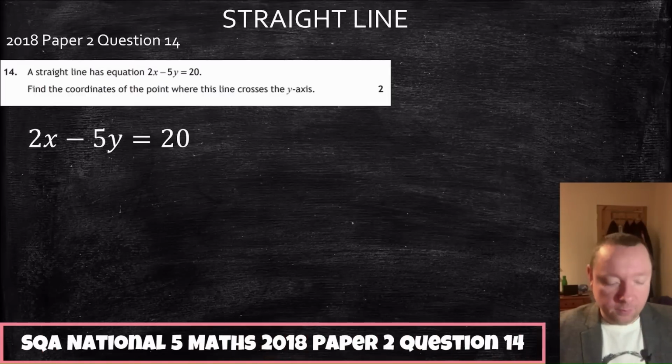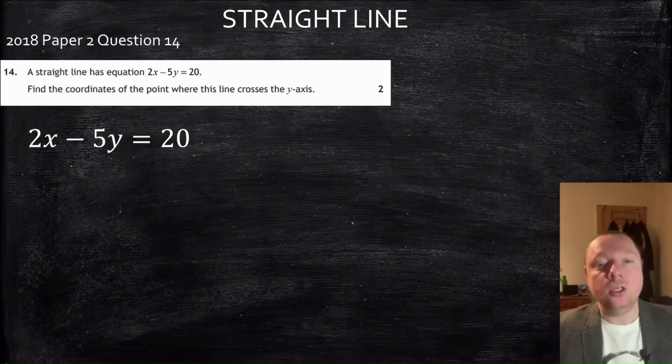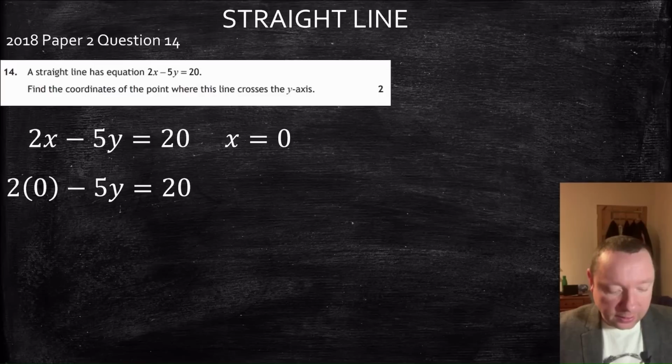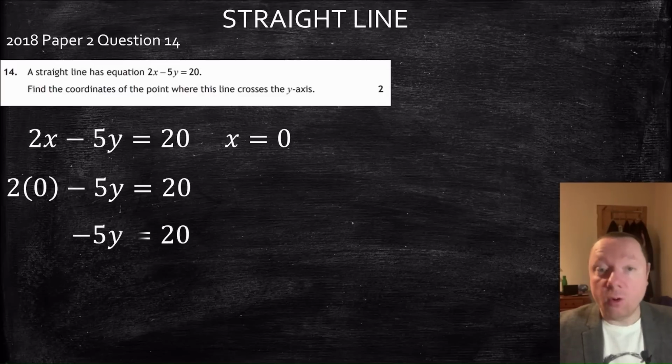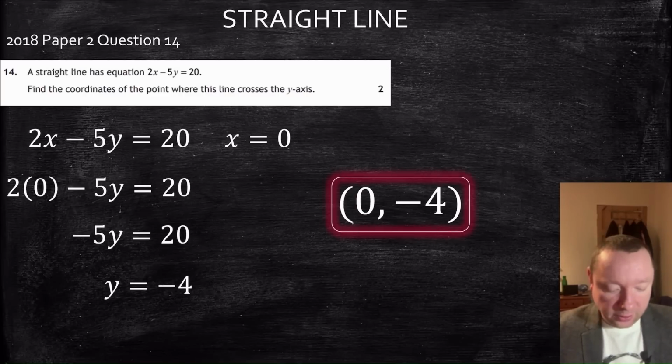Okay, 2018, paper 2, question 14 says, a straight line has equation 2x minus 5y equals 20. Find the point where it crosses the y-axis. So there's our equation, crosses the y-axis when x is 0. So we've got 2 times 0 minus 5y equals 20. So we've got minus 5y equals 20, divided through by minus 5, y is minus 4. So the point is (0, minus 4).